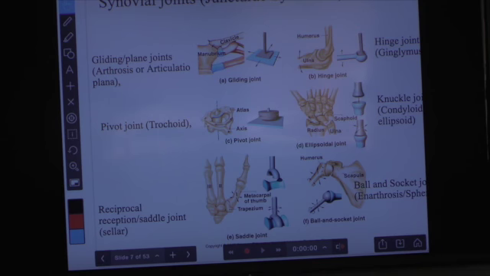Now the next synovial joint. Pivot joint is where? Where do you find pivot joints? Elbow and C1, C2. So when I do this, the radius is moving. It starts from here. It's actually rotating on the ulnar notch up to there. So that is a pivot joint.